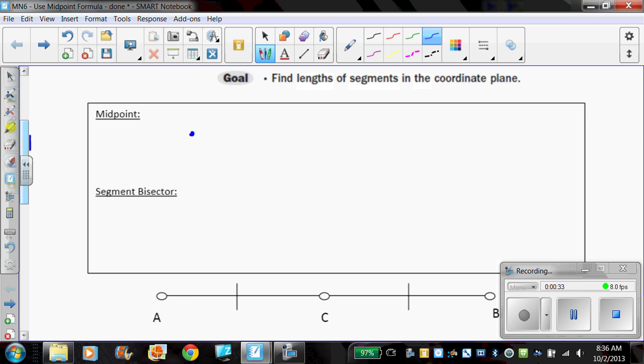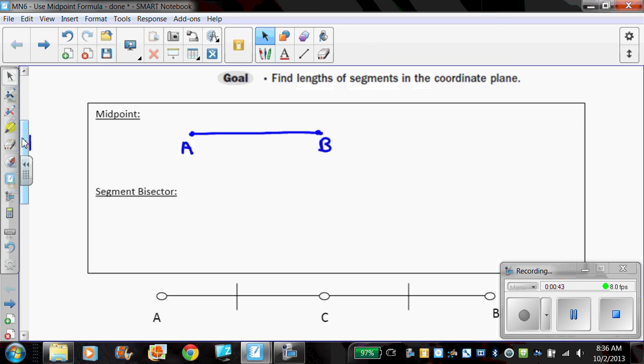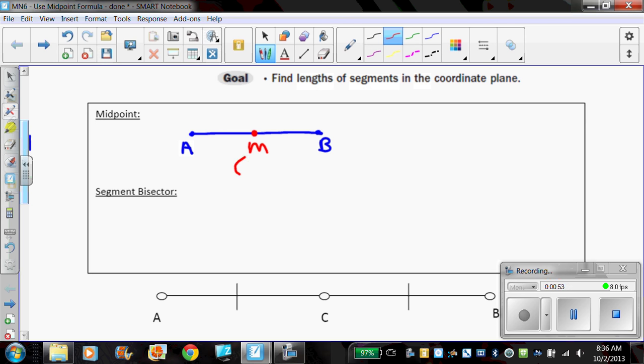I'm going to draw a line segment here. This is going to be point A. This is going to be point B, let's say. And the midpoint is where you take a line segment and you break it up into two equal pieces. So this, I'm going to say, is point M, which is going to stand for midpoint.